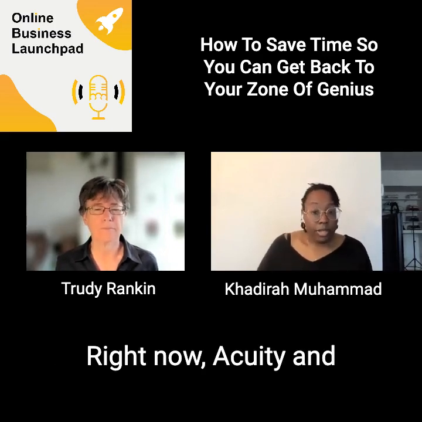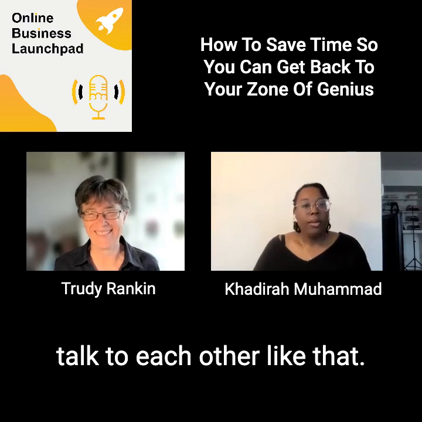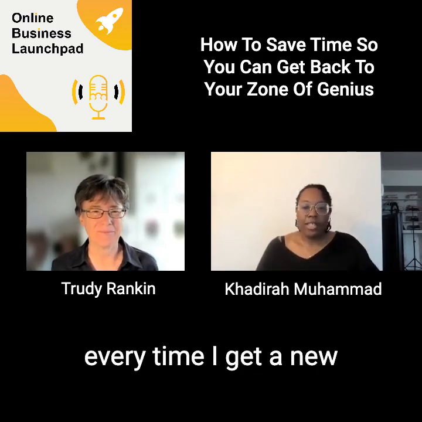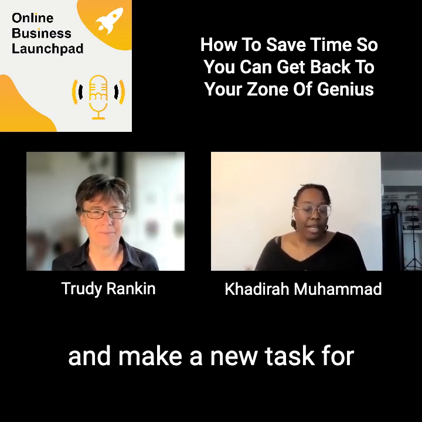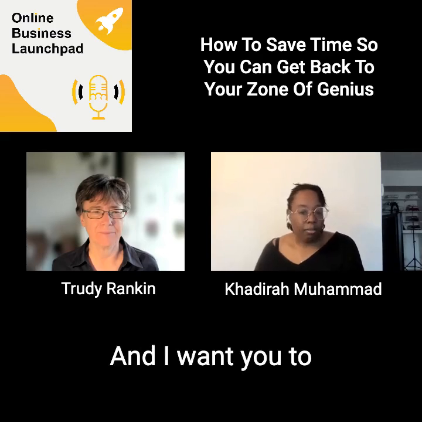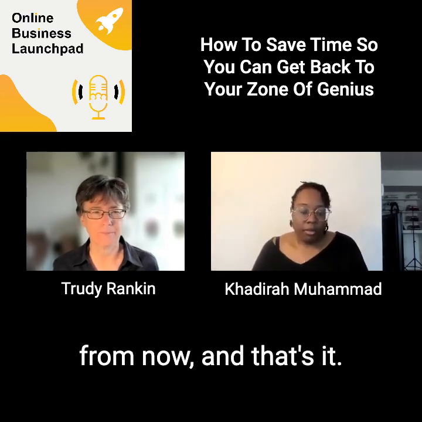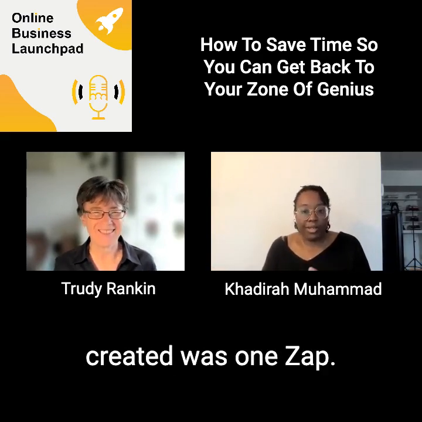Right now, Acuity and Asana, for example, don't talk to each other like that. But Zapier comes in the middle, and what you can say is, hey, Zapier, every time I get a new consultation scheduled in Acuity, I want you to send and make a new task for that inside of my Asana. And I want you to tag these people. I want you to set the due date to be a week from now. And that's it. And what you just created was one Zap.